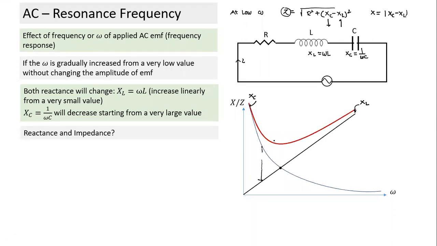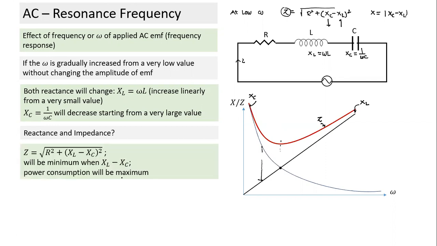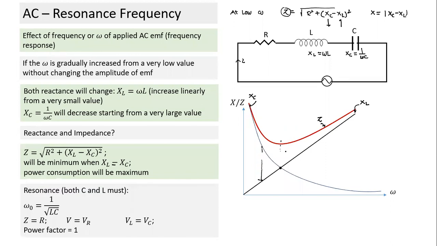If I plot the value of Z, it will depend on R also. It could be something like this. So the Z value, the shape will be like this. It will reach a minimum value when XL becomes equal to XC. That's how the shape will happen. This will be minimum when XL is equal to XC. And at this stage, power consumption will be maximum.